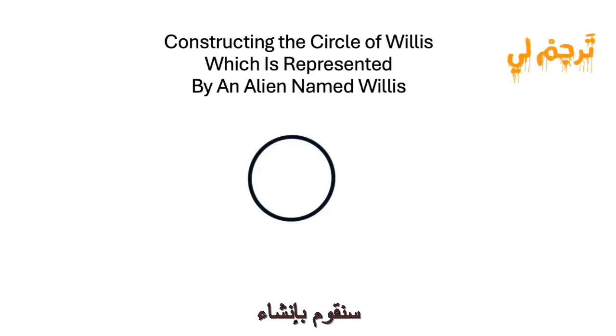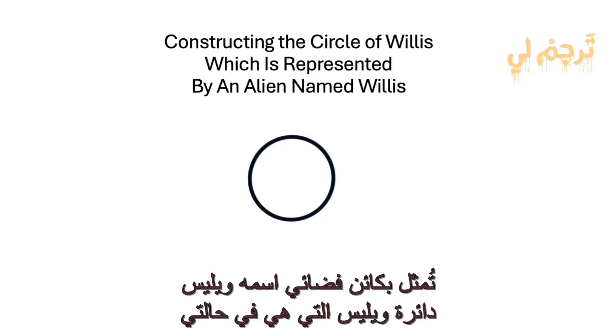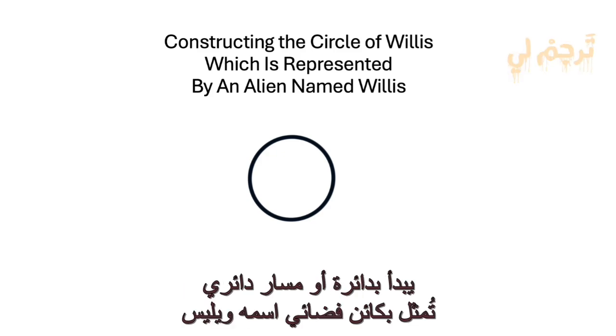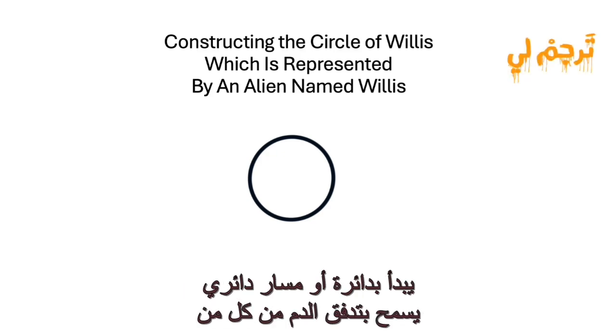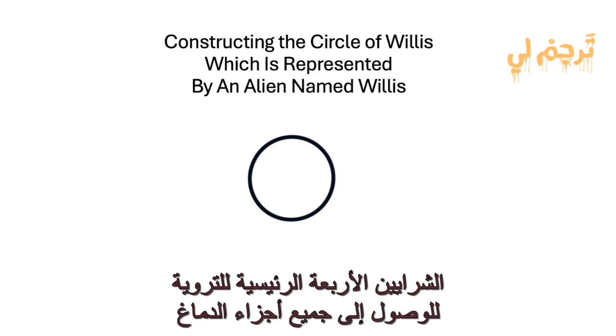We're going to be constructing the Circle of Willis, which in my case is represented by an alien named Willis. It starts with a circle or a roundabout that allows the blood flow from each of the four main perfusing arteries to have access to all parts of the brain.